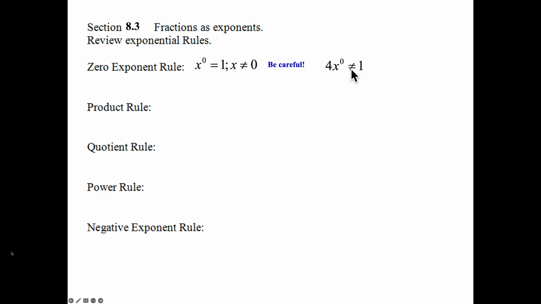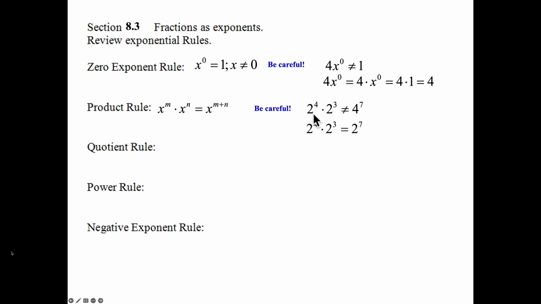4x to the 0 power does not equal 1. This is 4 times x to the 0. X to the 0 is 1. Then we multiply it by 4. It's actually 4. Our product rules, when we multiply like bases, we add our exponents. Again, be careful. 2 to the 4th times 2 to the 3rd is not 4 to the 7th. It's 2 to the 7th. The base does not change.